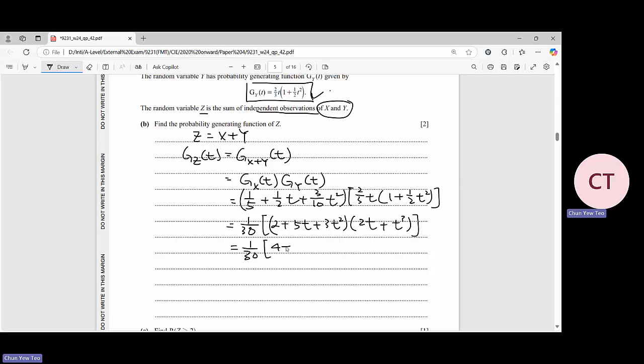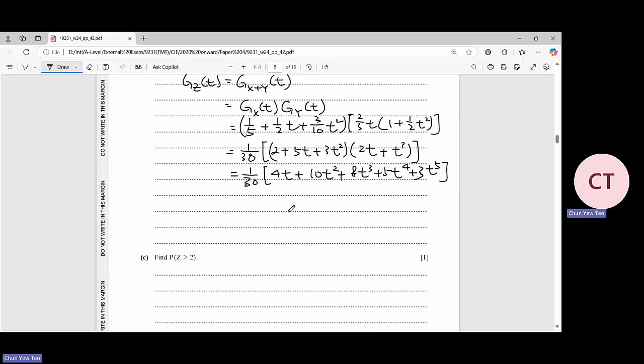So you get 4t plus the 10t squared plus the 8t cubed plus the 5t power 4 plus the 3t power 5. Okay, so this is the PGF for Z, just like that. This is a 3. So part B is done already.